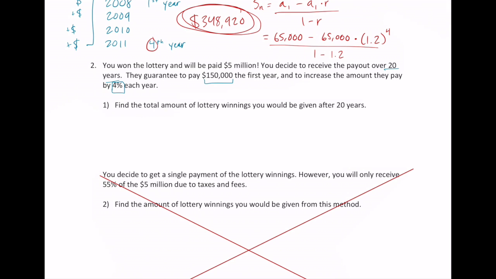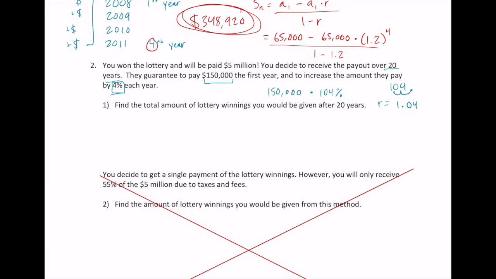So if I get $150,000 in the first year, if I wanted the same amount of money in the next year, I would multiply it by 100%. But I'm trying to increase by 4%. So let's multiply it by 104%. If we turn that 104% into a decimal, we get 1.04. So we're always multiplying by 1.04. That is our r value.